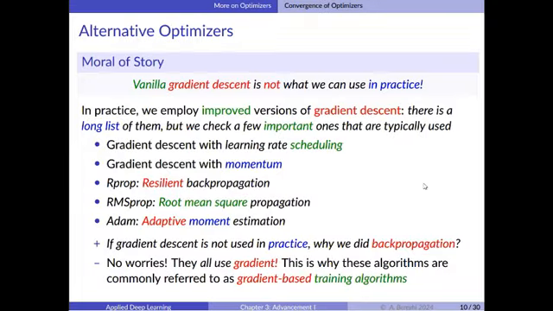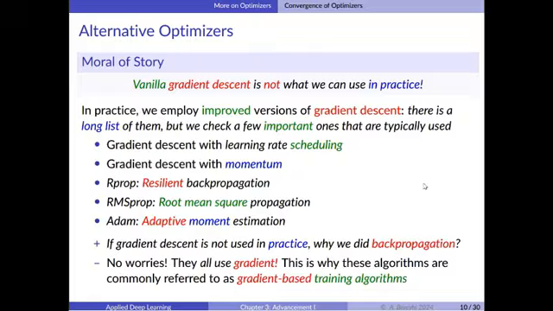As you may have understood, we cannot use the vanilla gradient descent that we discussed before, and we have to use improved versions of gradient descent. For example, momentum, RMSprop, Adam, and also learning rate scheduling.